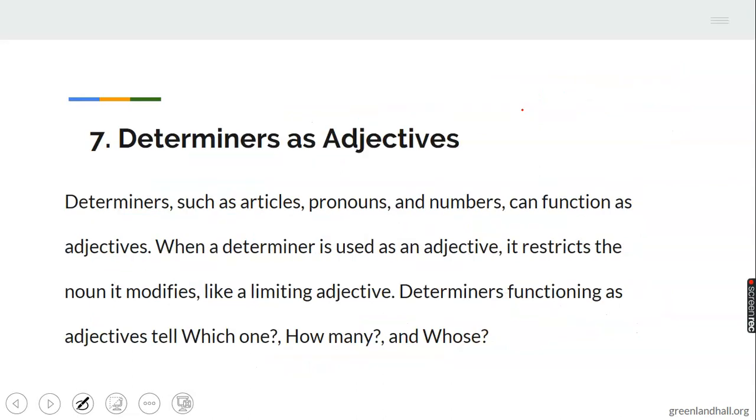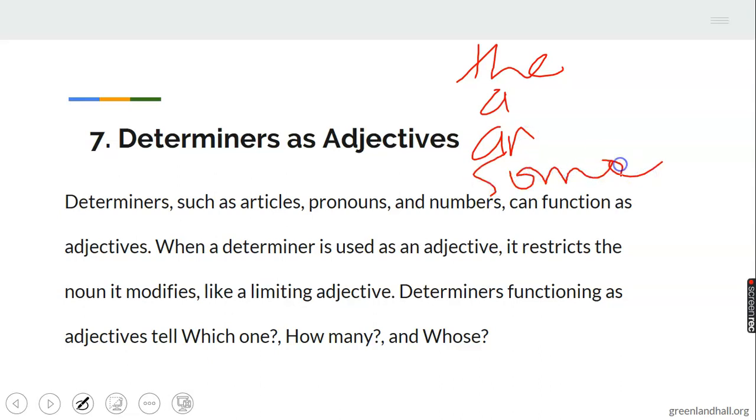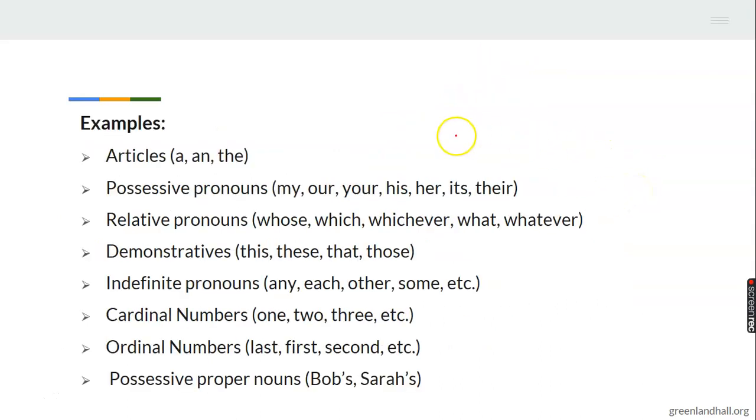Let's go on. Let's go to determiners. As I said, you know determiners. We have article the, article a, and some. These are determiners. And at times they can work as adjectives because they limit. They will tell you the quantity, the limit: one boy, that boy, the boy. Article a, also limiting. And we have them in different forms. See, an article as a determiner.